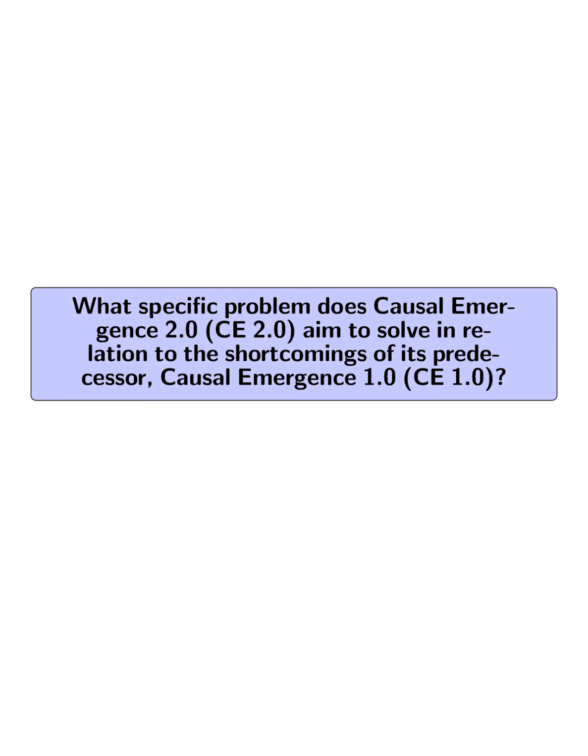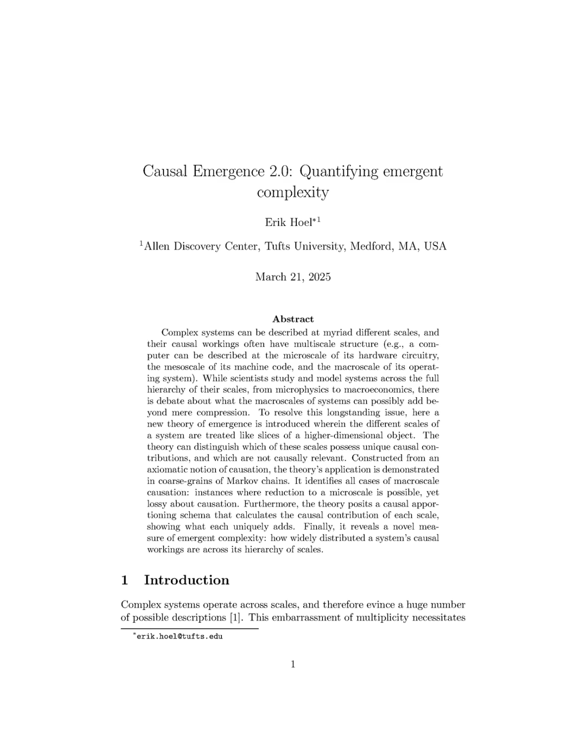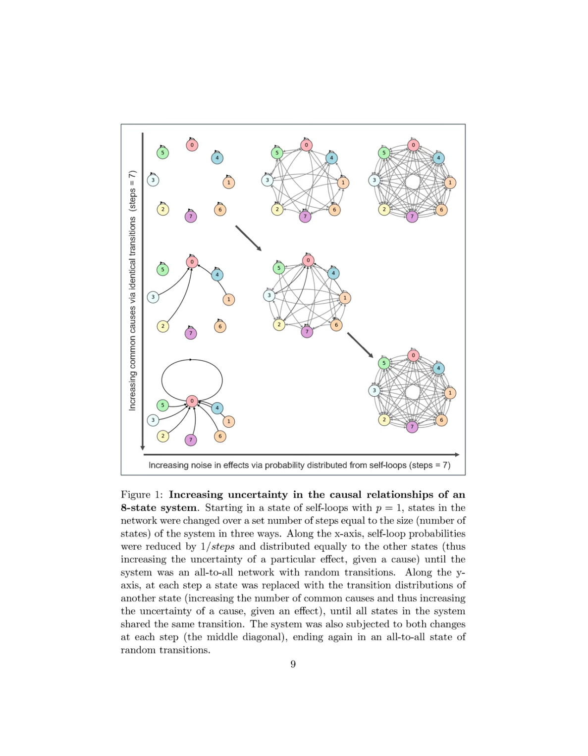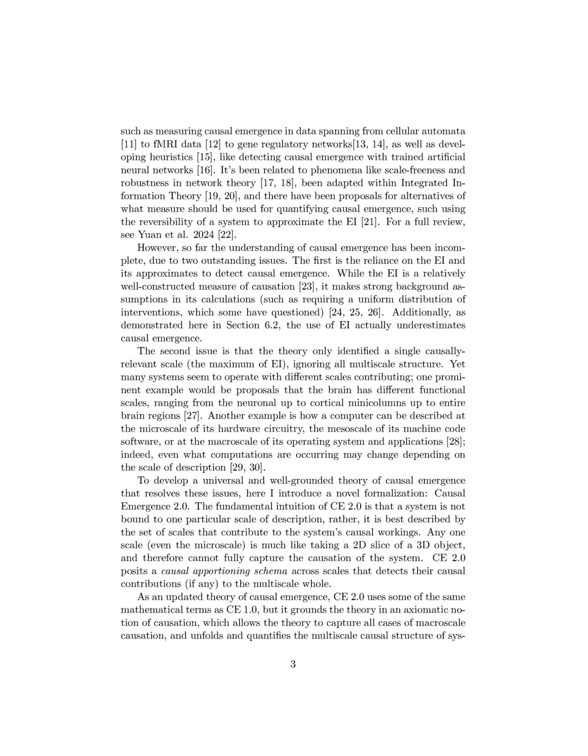What specific problem does Causal Emergence 2.0, CE 2.0, aim to solve in relation to the shortcomings of its predecessor, Causal Emergence 1.0, CE 1.0?